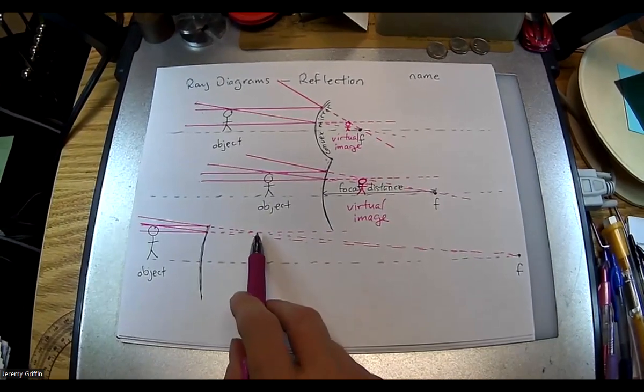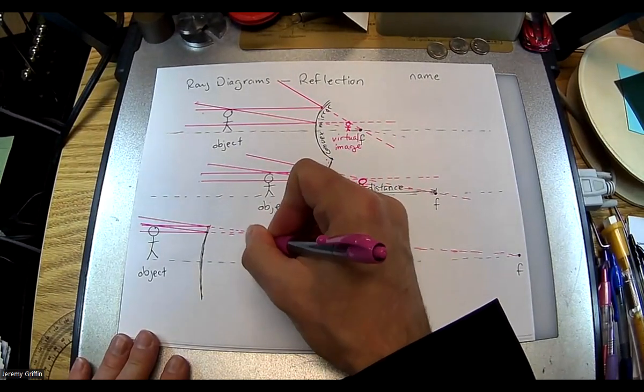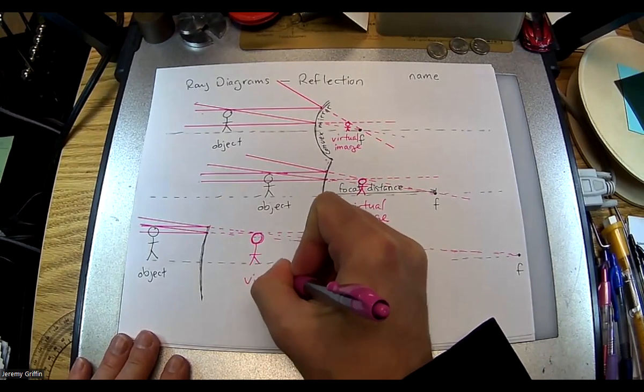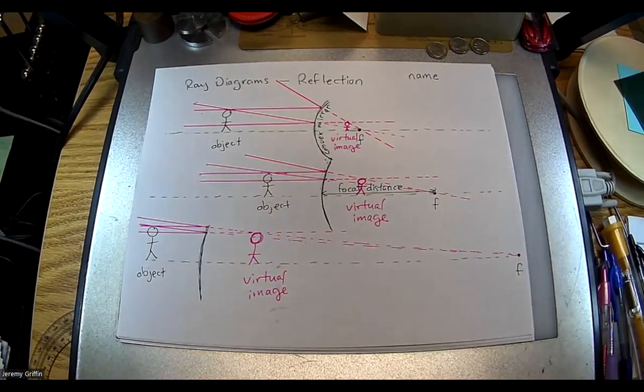Oh, and look where those extrapolated rays cross. Because that right there is where the image is going to be. It's still a virtual image, because he looks like he's on the opposite side. So the first three ray diagrams we did, we got kind of similar results. They're all virtual images, right?